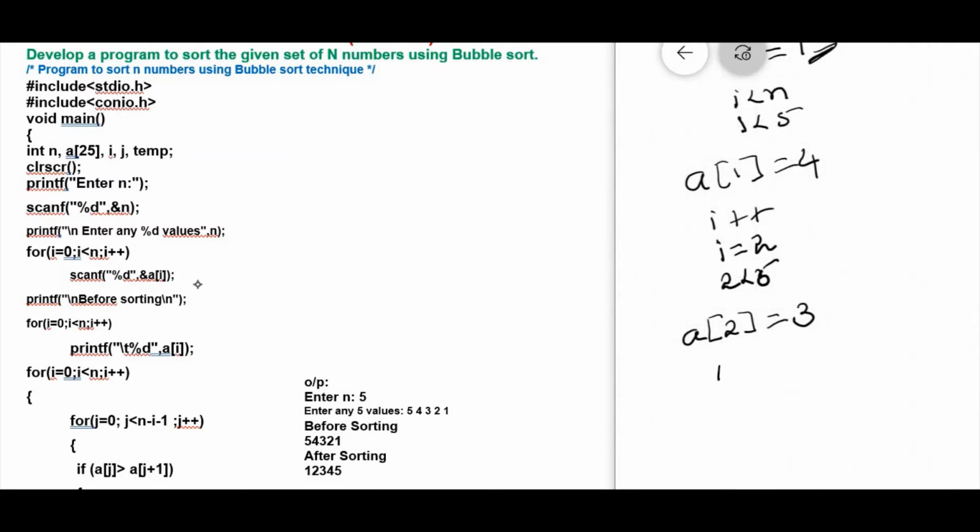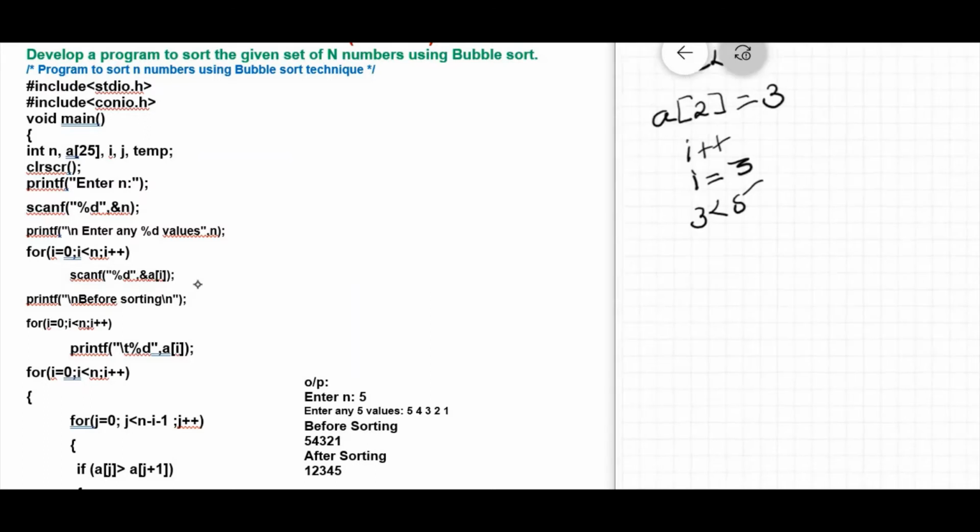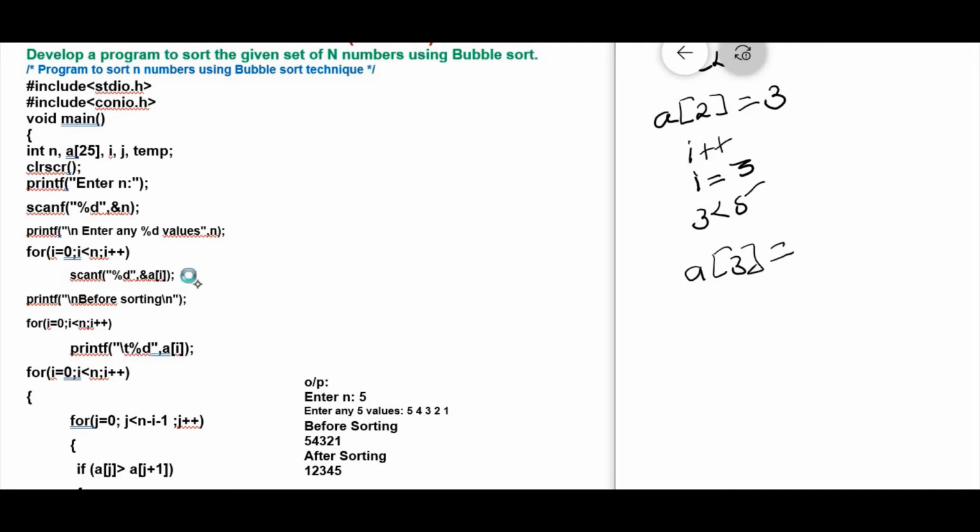Similarly, each time i is incremented, now i becomes 3 from 2. 3 is compared with 5. Yes, it is still less than 5. So a of 3 is assigned the next value, that is 2. Right. So this goes on repeating as long as the value of i is less than 5.